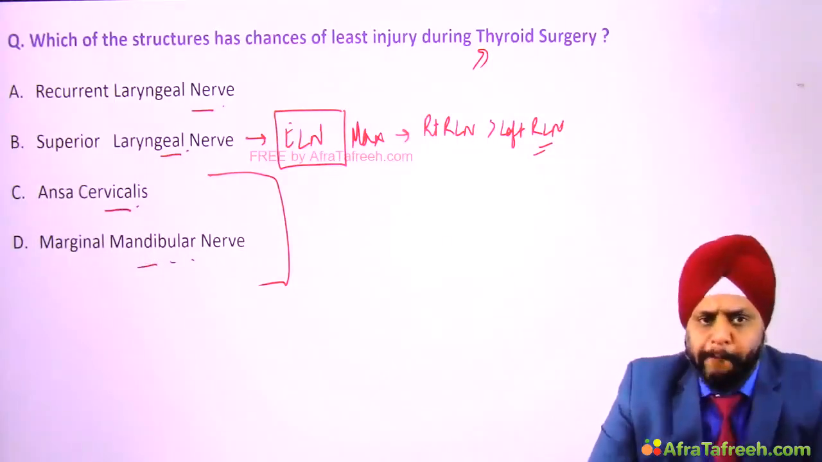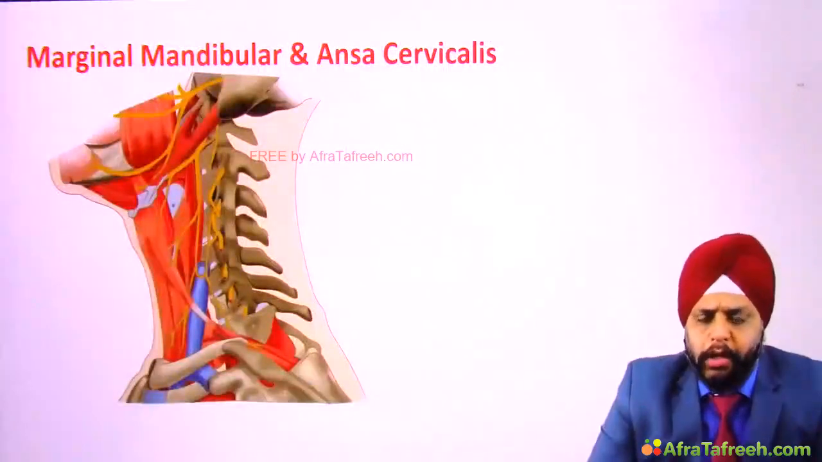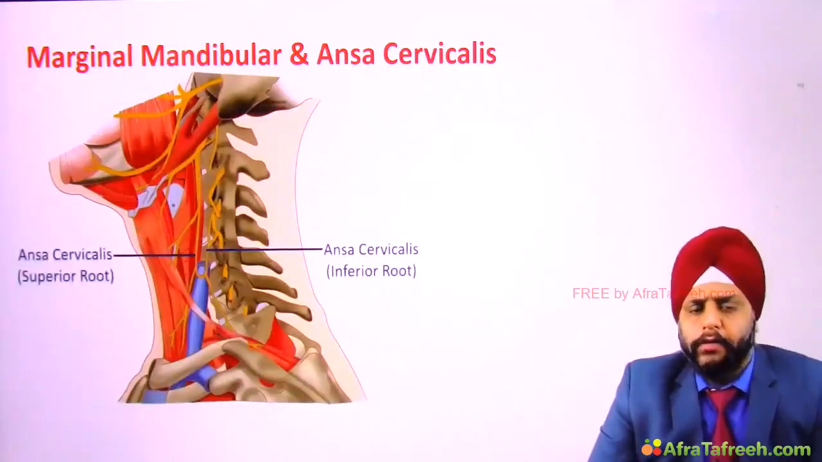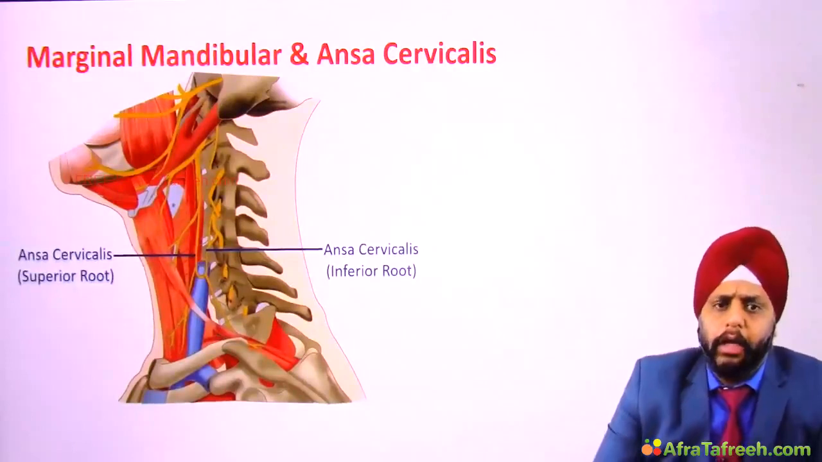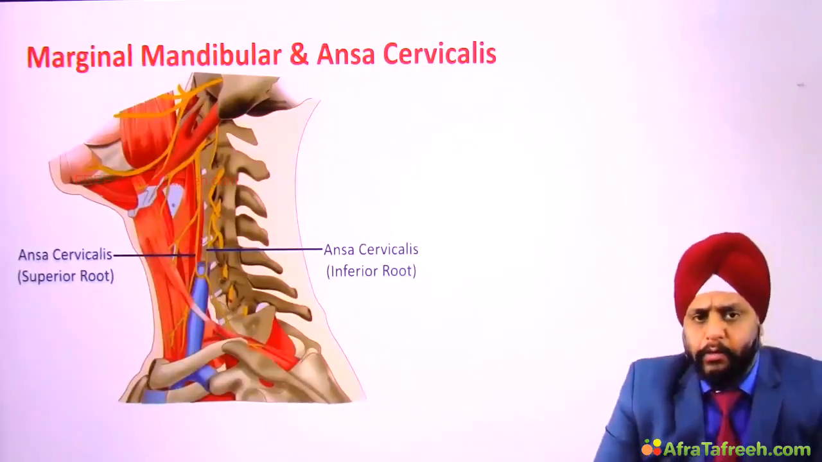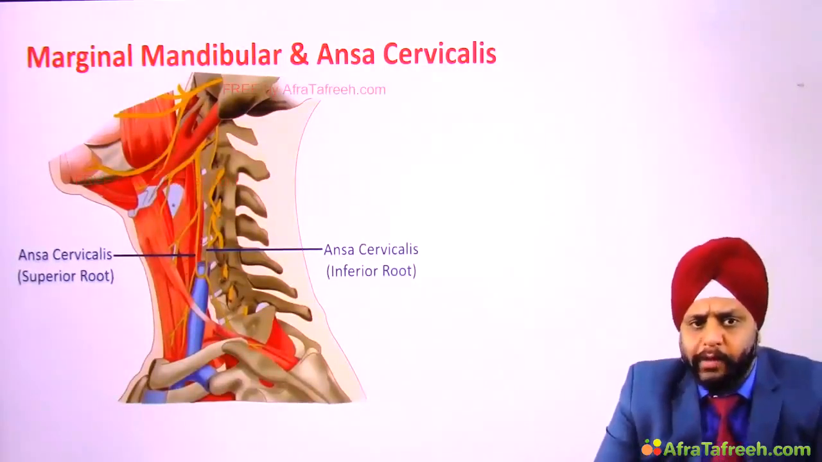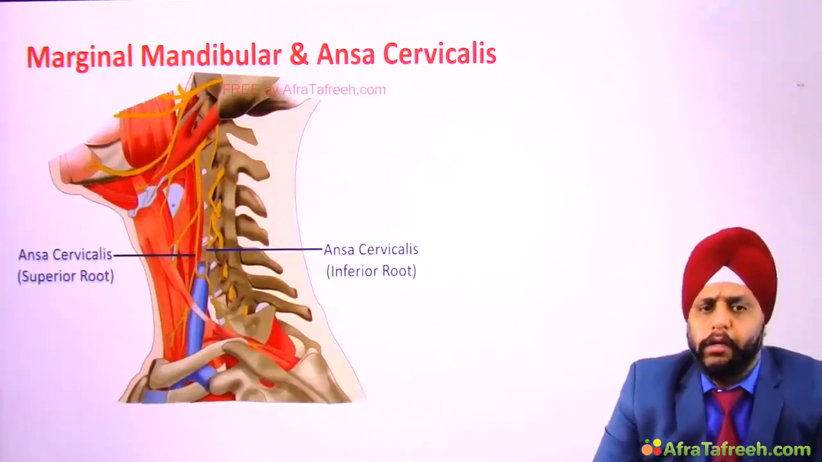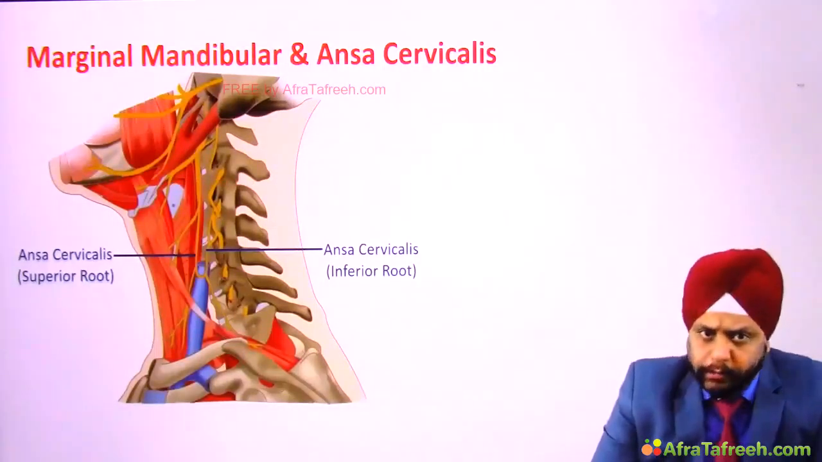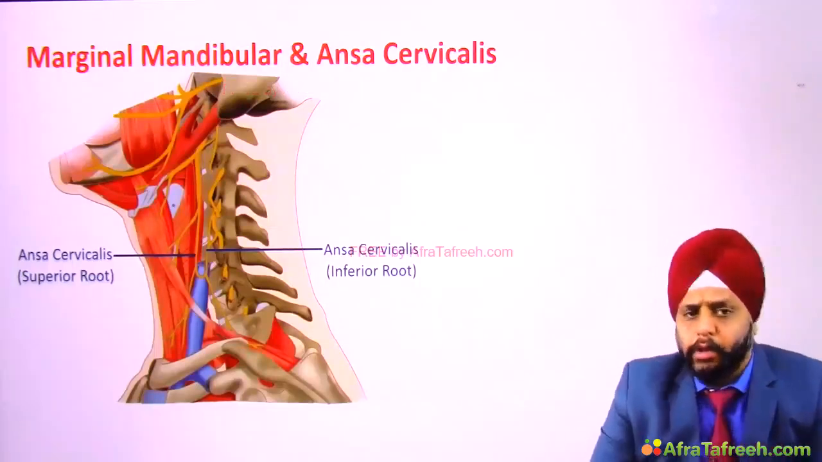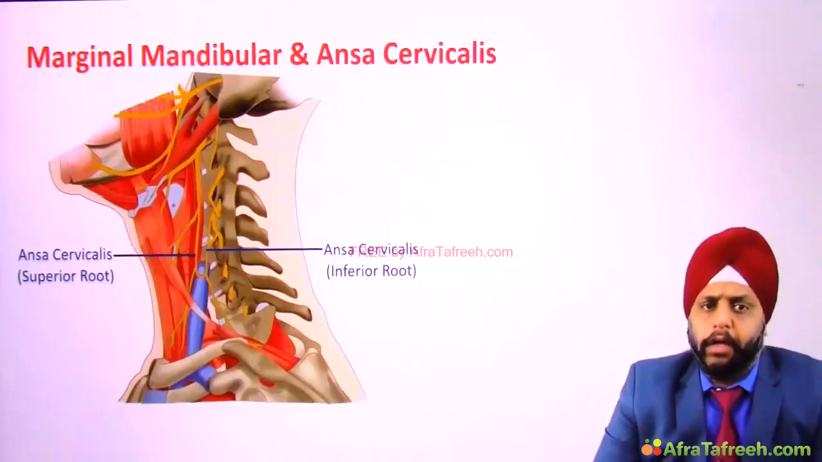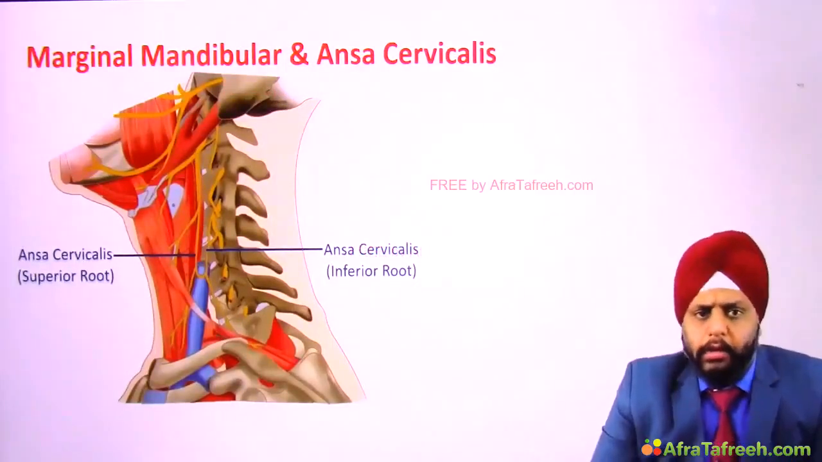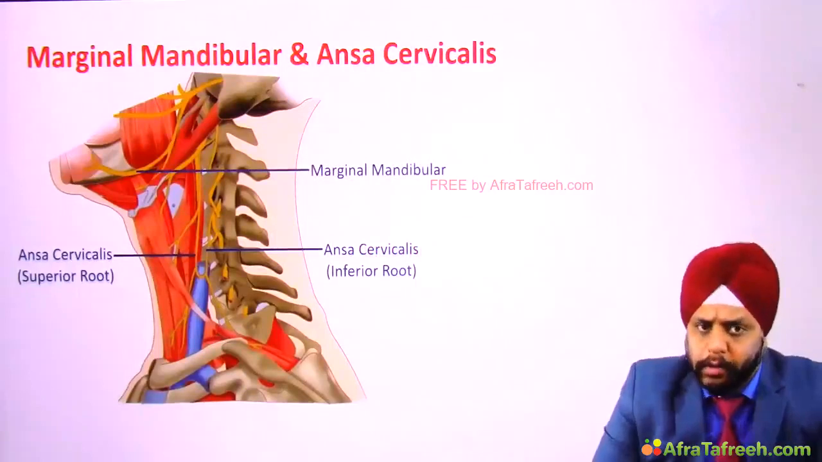Let's look at them. In this diagram, you can see the ansa cervicalis. Ansa cervicalis is a group of nerves that arise from the cervical plexus, also known as ansa hypoglossi. It is just superficial to the internal jugular vein in the carotid triangle. So it is very near to the thyroid gland, and it can also be injured sometimes in thyroid surgery. Now, let's look at the marginal mandibular nerve.